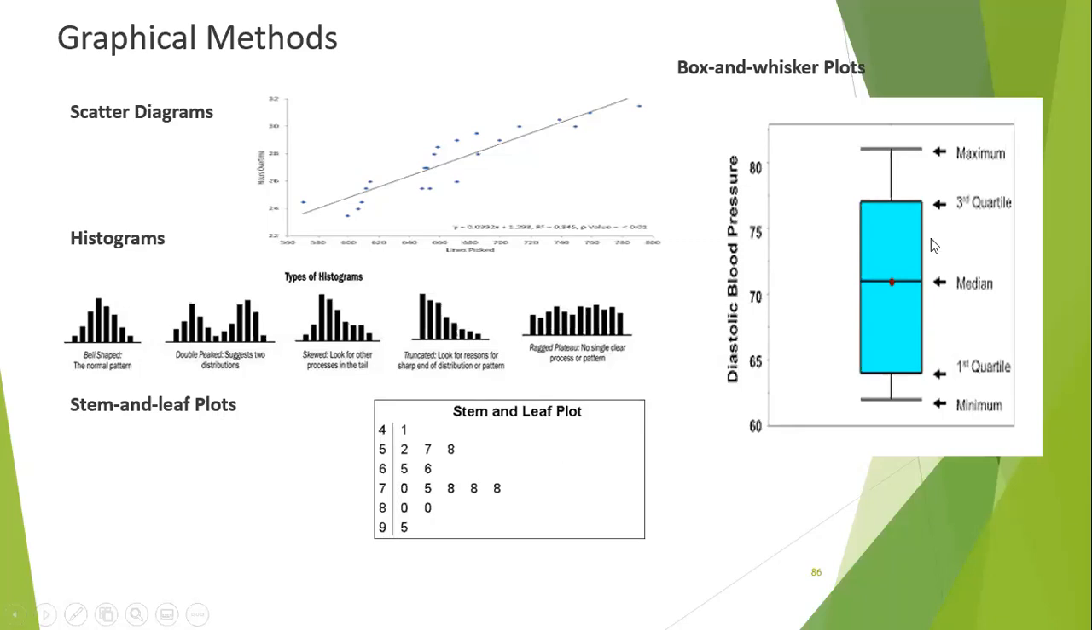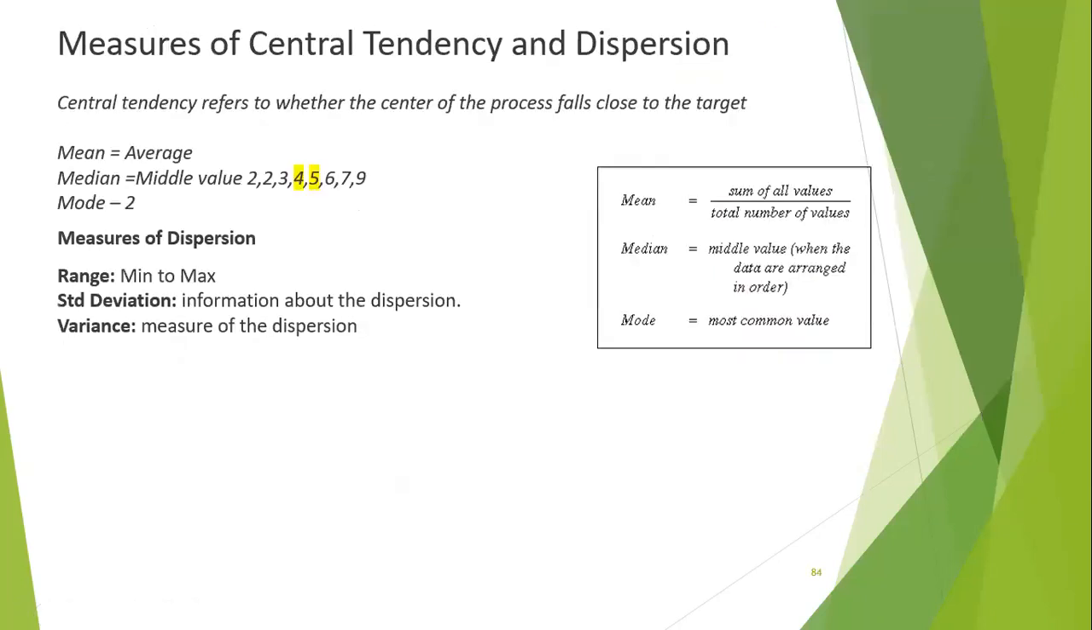And this is a quartile. This box and whisker plot mainly talks about the quartile. So what do we mean by quartile? For example, we took the same data, right? For example, here the data is 2 to 9.